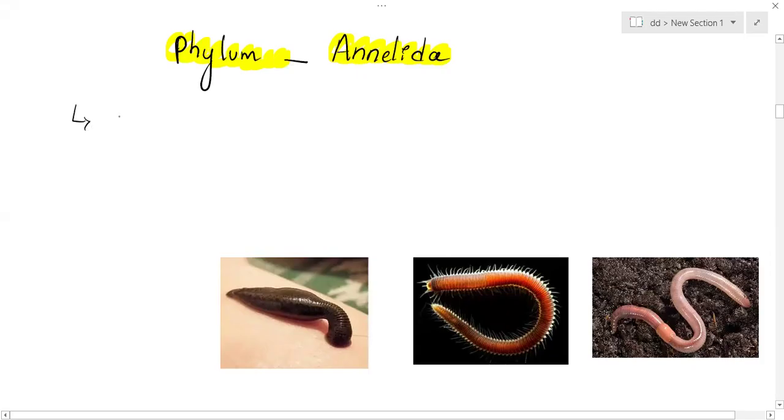This phylum Annelida includes around 9,000 species. So most of them are metamerically segmented.